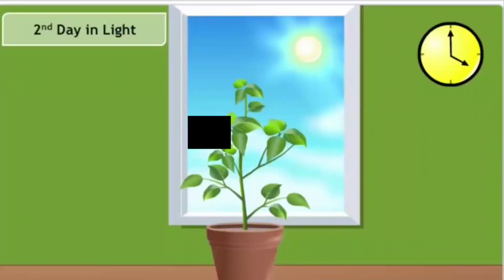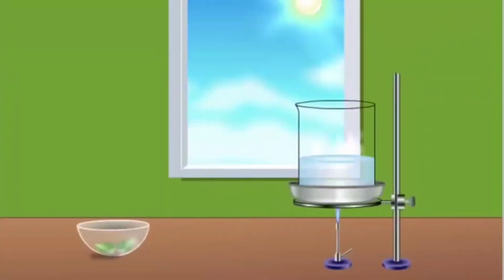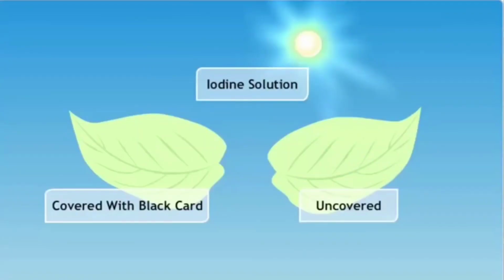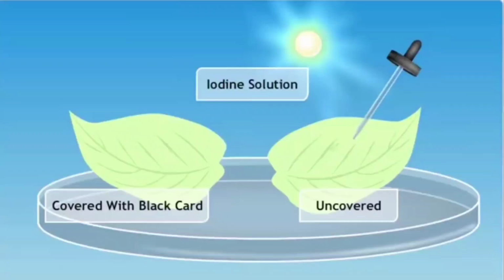Now, test both the leaves for presence of starch using the iodine test. So, to conduct the iodine test, dip both the leaves in boiling water for a few minutes. Now, dip both the leaves in iodine solution for a few minutes.